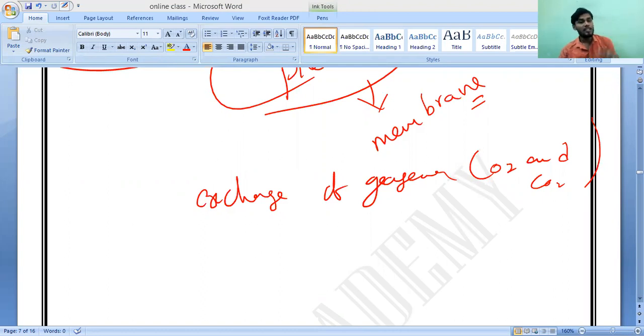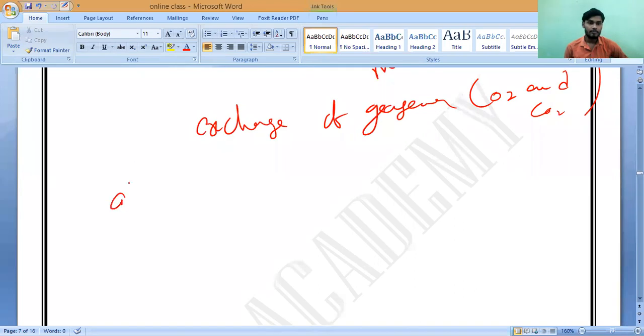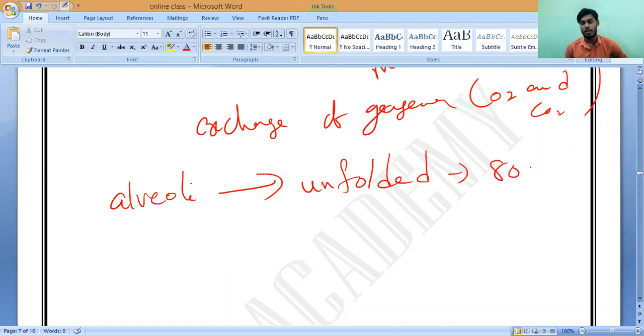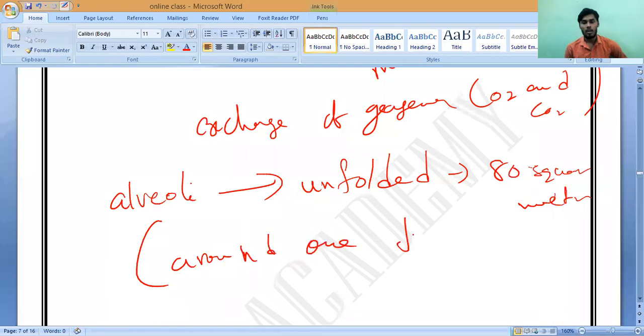We have two human lungs. If you take all these alveoli and unfold them, they would give you an area of about how much? About 80 square meters, which is equal to what? One tennis court. All of you note it down. That much big surface area.